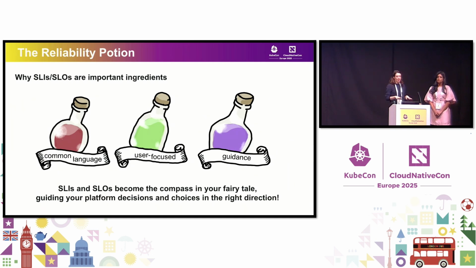So just like any magic potion, SLOs combine carefully chosen ingredients. So what we need is a common language between our engineers, operations, and stakeholders. We want it to be user-focused, so we want to highlight real impact and let it allow us to prioritize improvements. Next, we use these for guidance. So this helps us to clearly navigate trade-offs in reliability, innovation, and velocity.